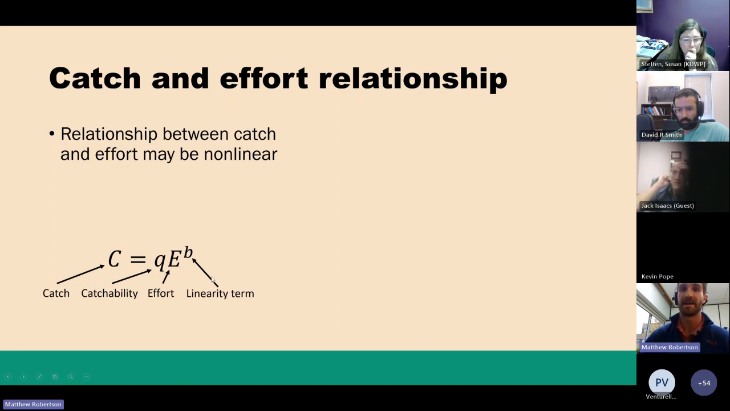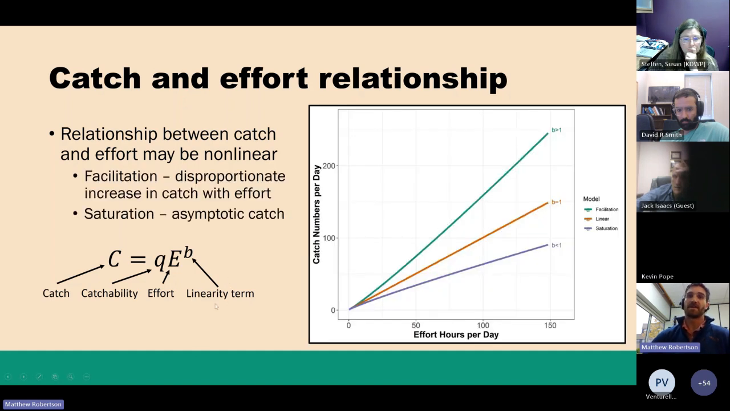And the reason we included a linearity term here was because a number of different studies in the past have found that the relationship between catch and effort may be nonlinear. And we wanted to be able to use this model to estimate whether or not this relationship was linear or not. And so basically by including this linearity term, we'd be able to see what the shape of this relationship really looked like.